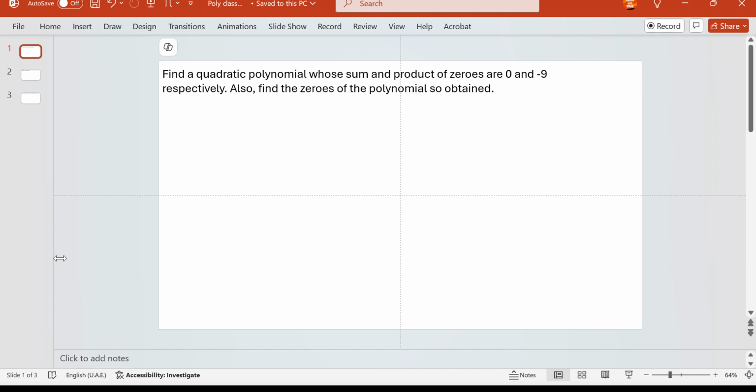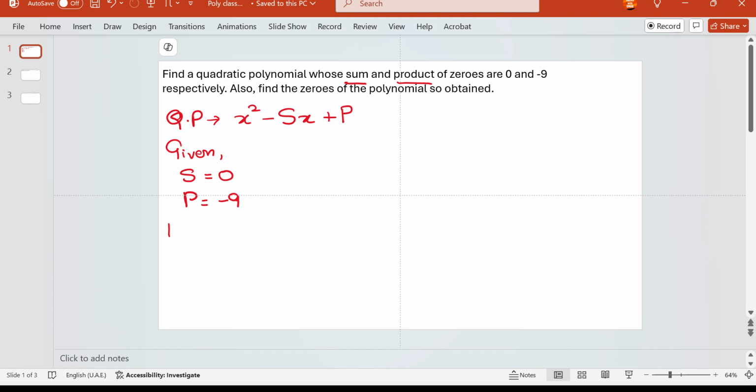For a quadratic polynomial whose sum and product of zeros are 0 and -9. So what is the general standard form of a quadratic polynomial? For a quadratic polynomial, what is the general form? It is x square minus sum of zeros into x plus product of zeros, right? So what is given, my dear students? Given sum of zeros is equal to 0 and product of zeros is equal to -9.